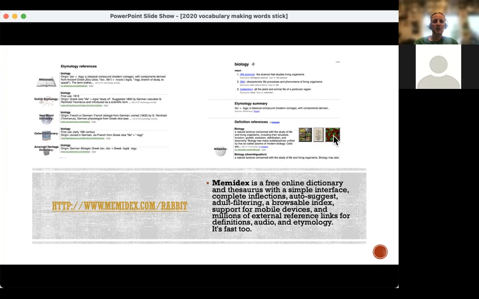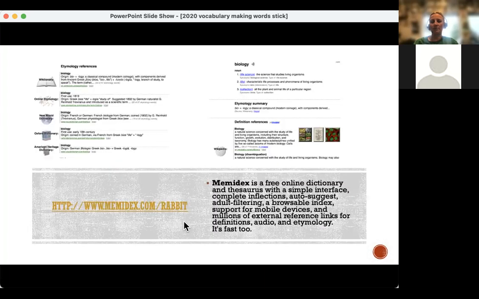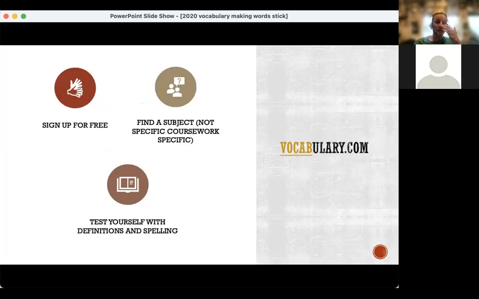And it has some pictures on it. But really, just dictionary.com is great, right? Just looking at those words and seeing if you can find words that are related, things like that. And then vocabulary.com, that one is pretty good. You can find a specific subject area, but not specific coursework. So it's a little bit broader, right?